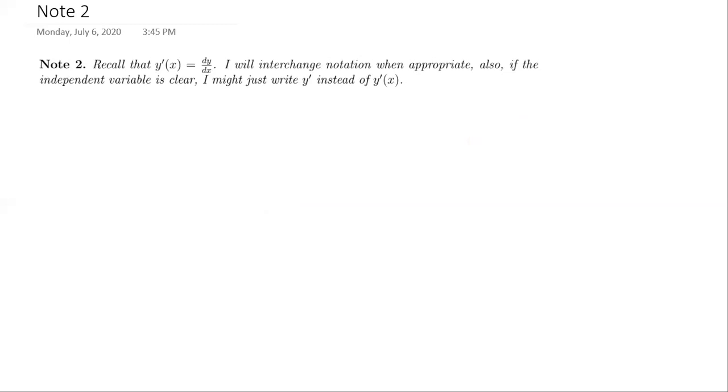Now, I mentioned before that I have two different sorts of notations for derivatives. You can either use this notation, y prime of x, or this notation. Now, I'll use these notations interchangeably, and in fact, if it's clear what the independent variable is, I'll even drop the x. So for example, I could write a differential equation like this.